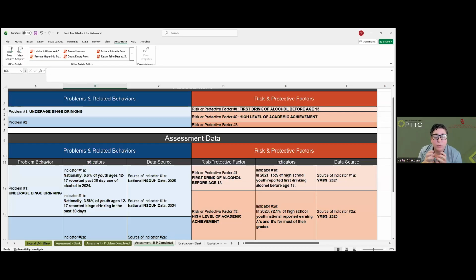Yeah, so your root causes are, some people might take this logic model and put even another column on the left side before the problems and related behaviors. And that's that environment, those root causes, some of those pieces, right?